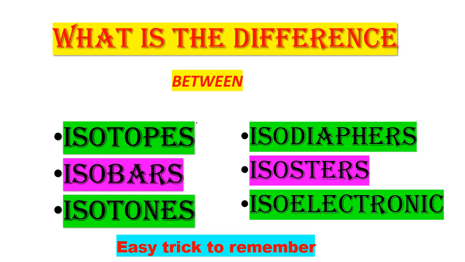Today we are going to discuss these six topics: isotopes, isobars, isotones, isodiaphers, isostars, isoelectronic species. What is the difference between all these six? How to remember? Easy trick. I will teach you in just a few minutes video. Listen carefully and you can comment after the video.